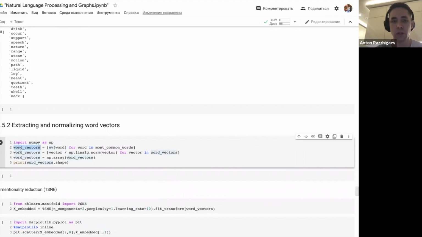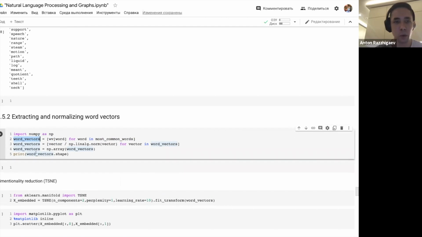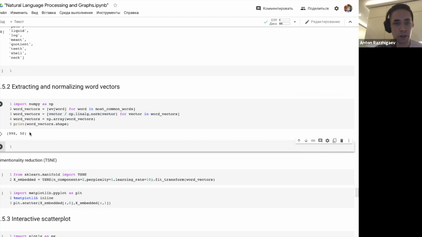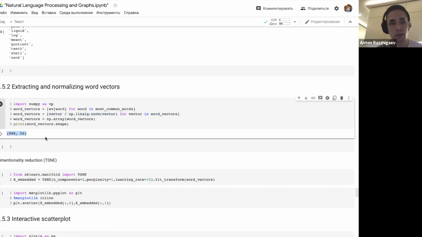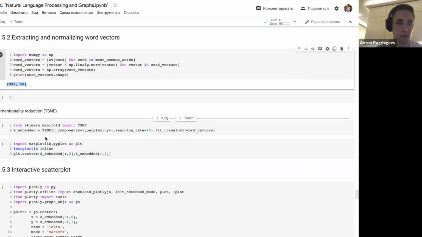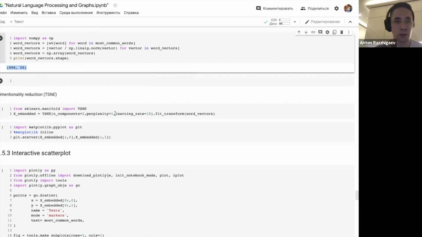So here we just extract our word vectors. Then we need to normalize these vectors because these vectors are not normalized to 1. Here we iterate over all vectors in our list and normalize them by dividing on their L2 norm. Here we can see that we now have a matrix of shape about 1000 and 50. This is a matrix of word vectors for most common English words.